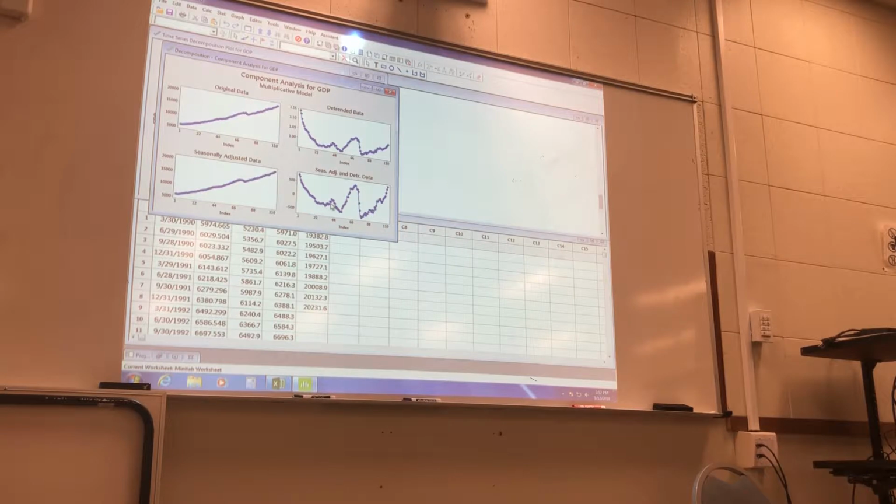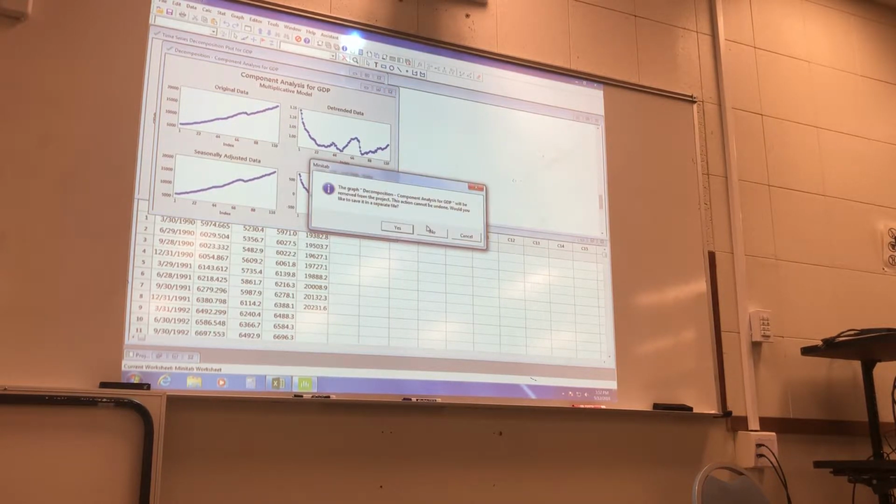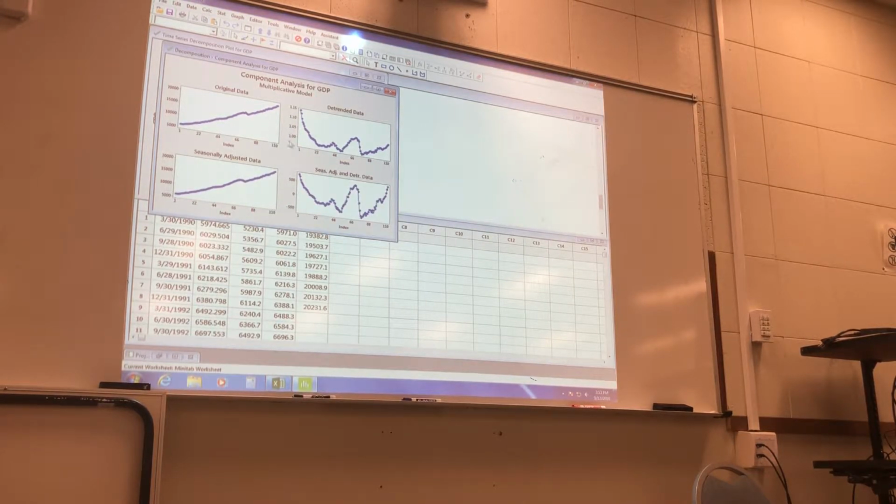It does have cycle. You can see this. And I guarantee you the residuals will look just like that. They'll have that same cycle pattern because we haven't done anything with cycle. So we just X out of this. If the original data and the seasonally adjusted data look the same, which they do here, there's no seasonality.